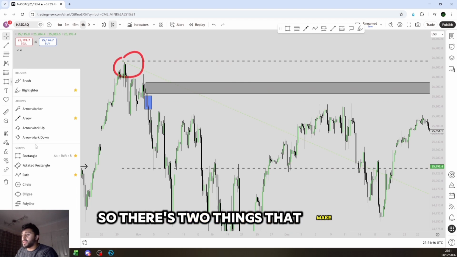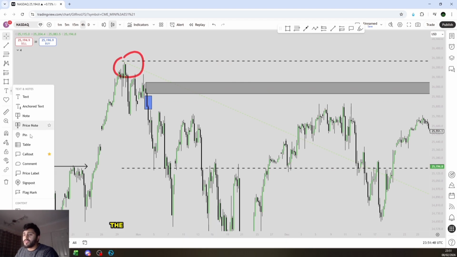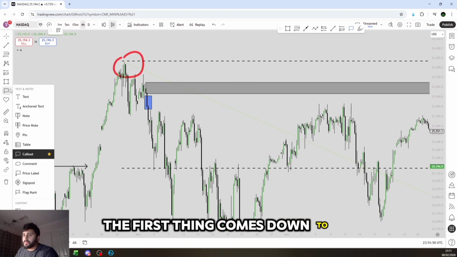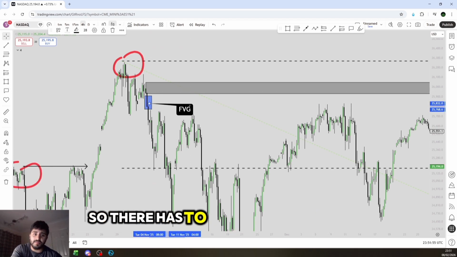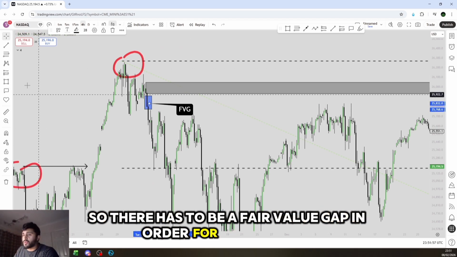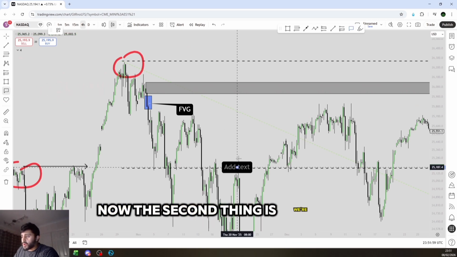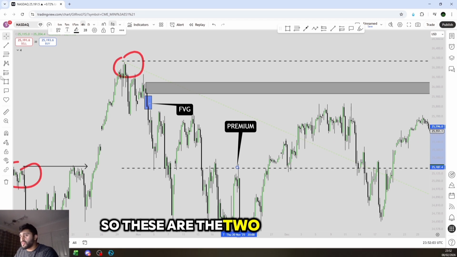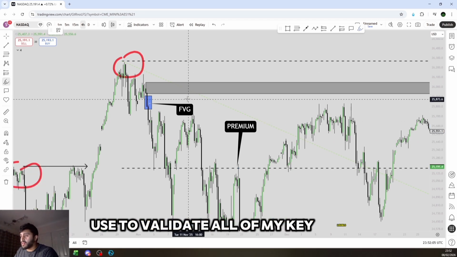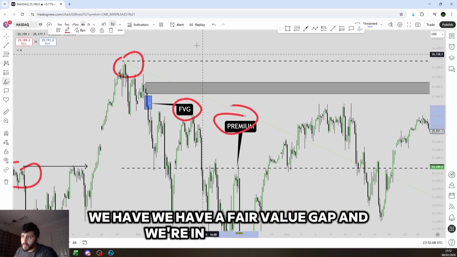There are 2 things that make a POI for me, right? The first thing comes down to there being a fair value gap. So there has to be a fair value gap in order for it to be a POI. Now the second thing is we're way above the 50%, so we are in a premium. So these are the 2 things that I use to validate all of my key levels. We have a fair value gap and we're in premium, right?